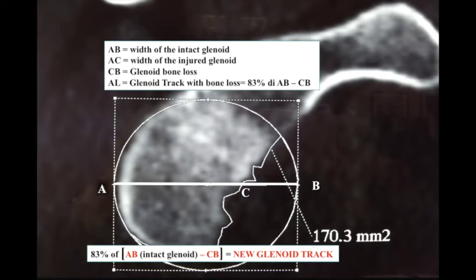AB is the diameter of the normal glenoid. CB is the glenoid bone loss. AB1 is the glenoid tract of AB, that is, of a normal glenoid. From AB1, we have to subtract CB, which is the bone loss, and thus we obtain the new glenoid tract, AL.